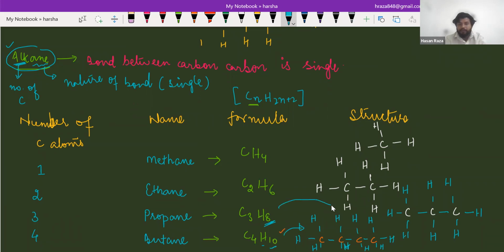This is the structure of butane. This is the structure of propane. This is the structure of ethane. This is the structure of methane. Please do write.